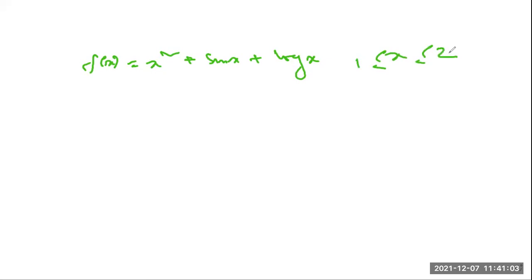So let us say f(x) is a function: x square plus sin x plus log x. Now x is between, let us say, 1 to 2, for example. You are asked what should be the value of f(x) minimum. You are supposed to calculate f(x) minimum and f(x) maximum. There may be some complex problem, any kind of mathematical function.